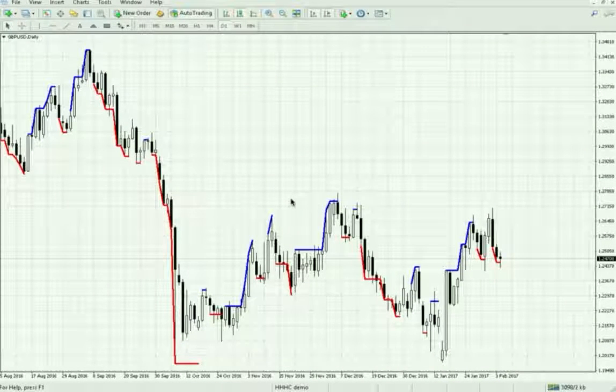Hello, my name is Mark Flint. I'm a Forex trader and software developer. On the screen before you is MetaTrader 4 with my indicator higher high, higher close, lower low, lower close.